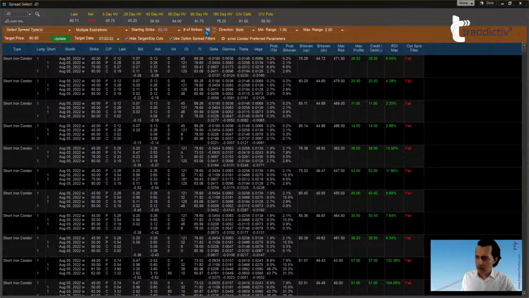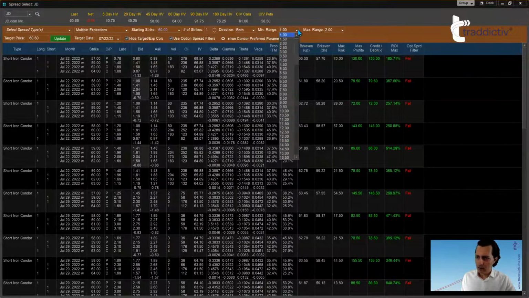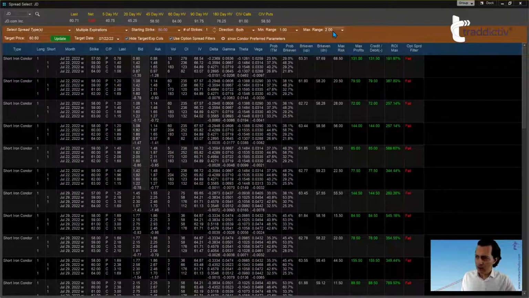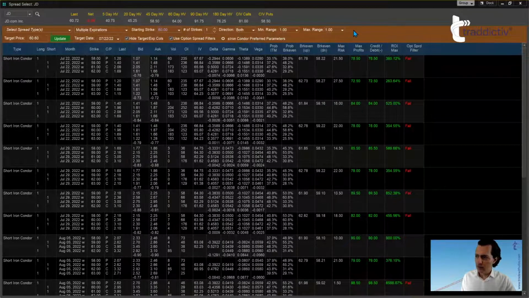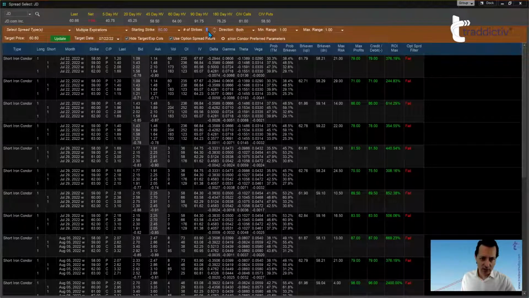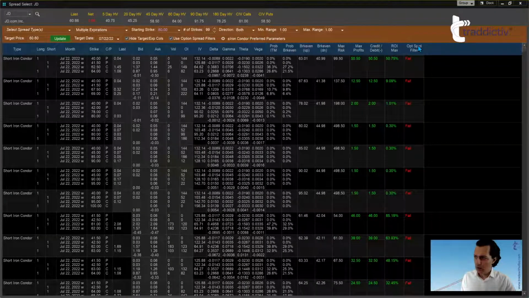Okay, this is a $60+ stock, so we're going to go from 1 to 2. Same story. Actually, 1 to 1. That's good enough for a $60 stock. So let's build 99 iron condors. Sort them.